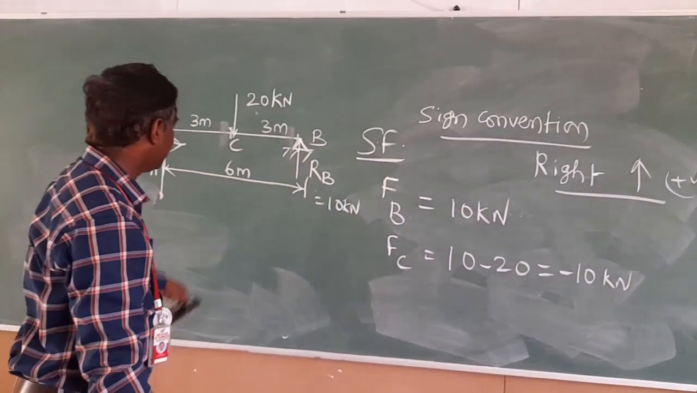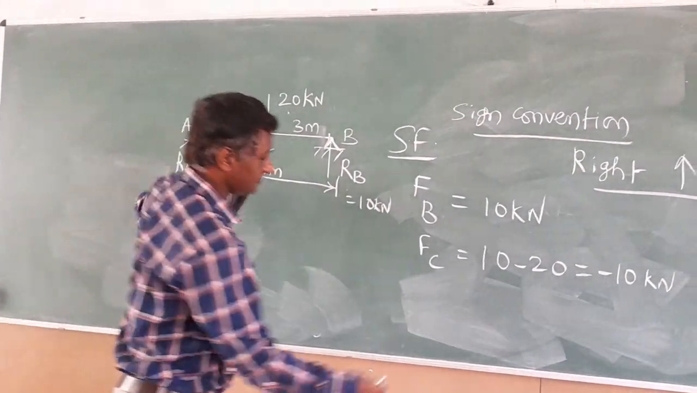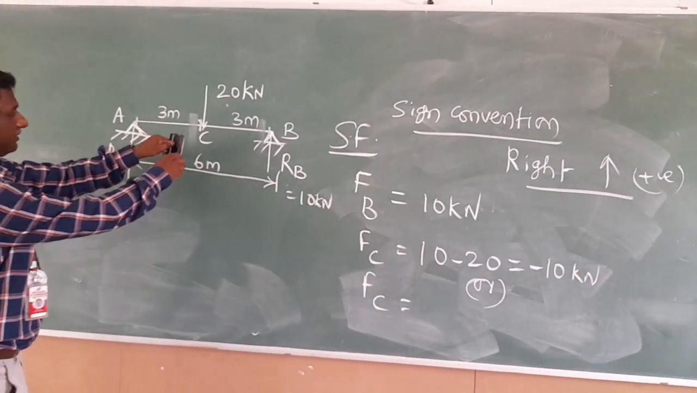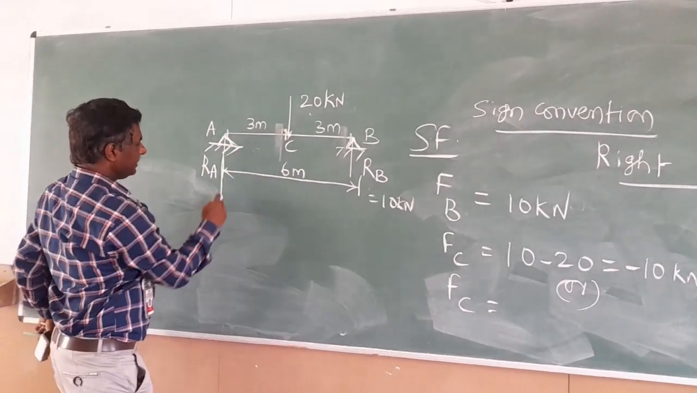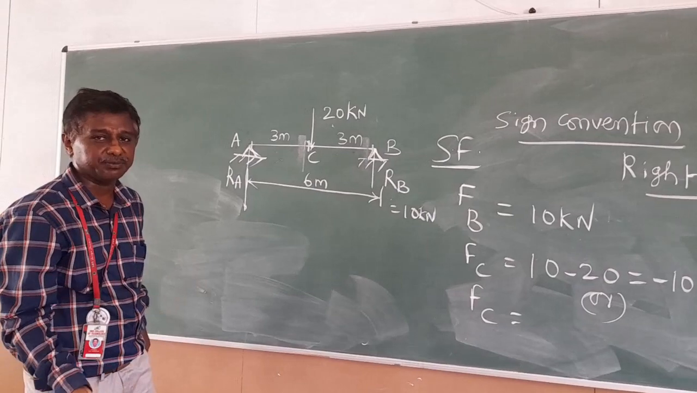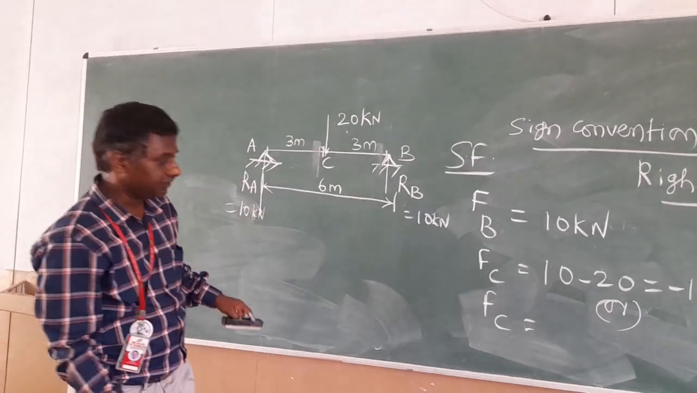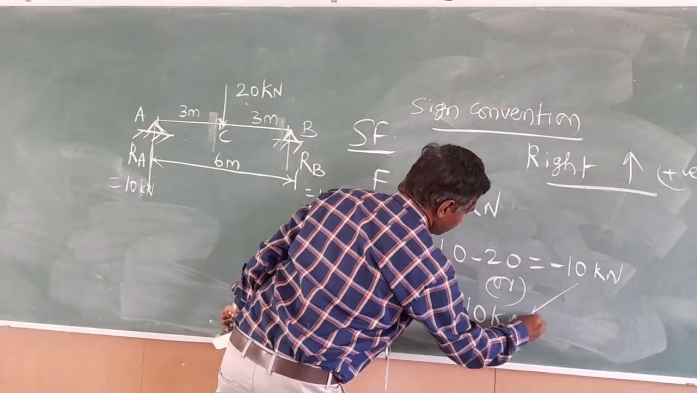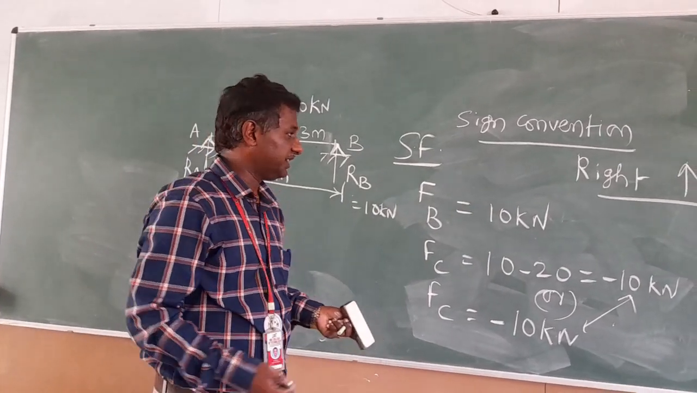Okay, if I take the left side alone, will we have the same value? Let's check. The same value FC at point C. From this point, on the left side you have only one force, RA. RA is left up. Right up is positive, left up is negative. And the RA value was already found, it is 10 kilonewton. So left up is negative, so only one force, minus 10 kilonewton, according to the sign convention. So both are equal. You can take either left or right, but you have to follow the sign convention. Okay, that is the thing.